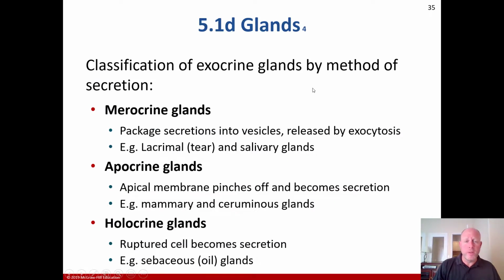As far as the exocrine glands go, they are merocrine. They package secretions into vesicles. They're released by exocytosis, like lacrimal, or tear, and salivary glands. Apocrine glands have the apical membrane pinch off and become the secretion, like mammary and ceruminous glands. And our holocrine glands, where ruptured cells become the secretion, like the sebaceous oil glands.